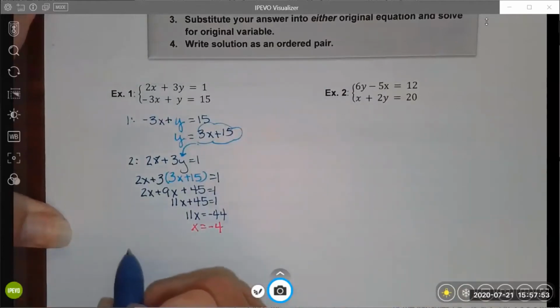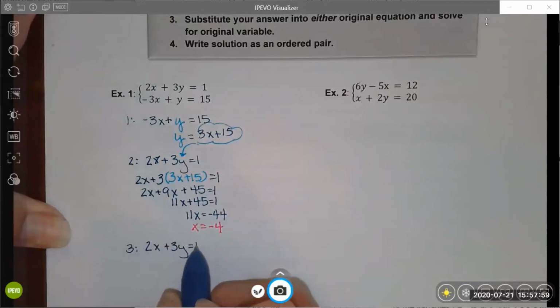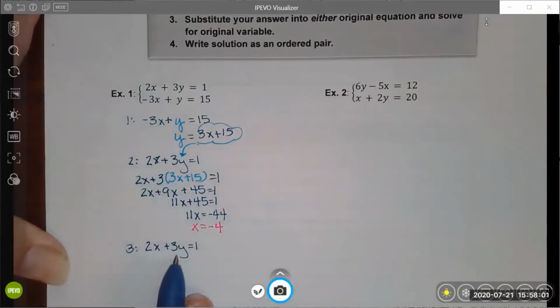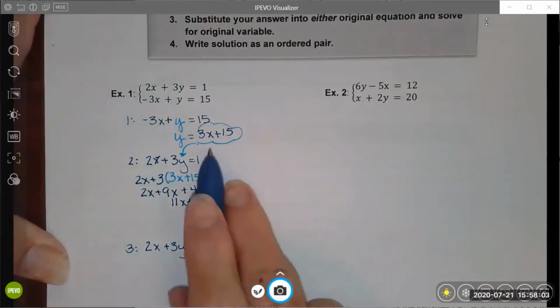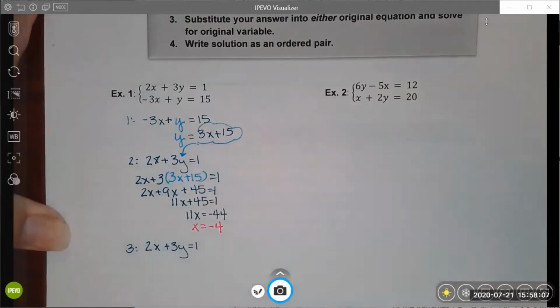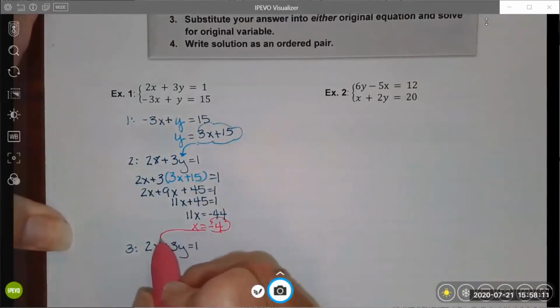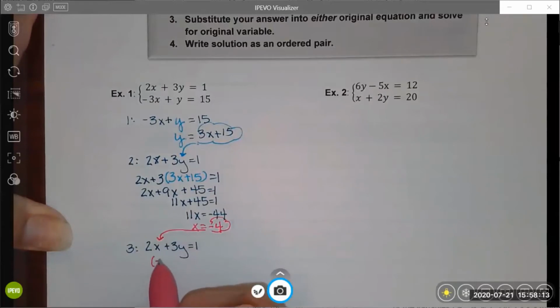Not sure why, but I chose to substitute it into the first one. Clearly, it doesn't matter. Remember, I don't know the value of y yet. I know the value of y in terms of x, but I don't know its actual value. But I do know x's value. So I can substitute that in here. And now I only have one variable. Everything else I write exactly the same.